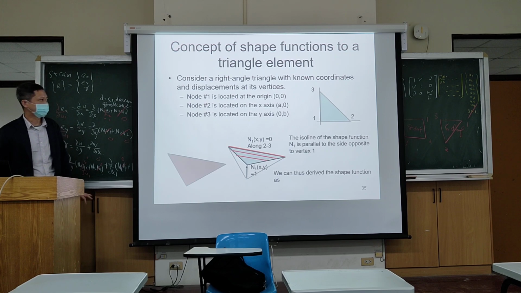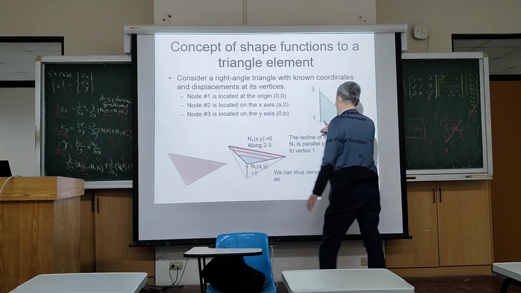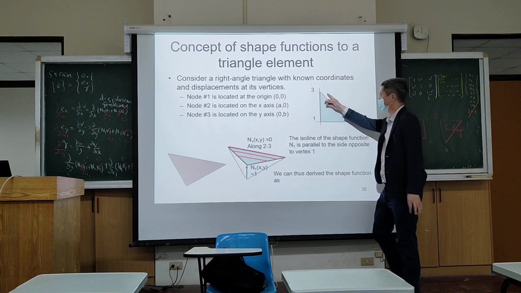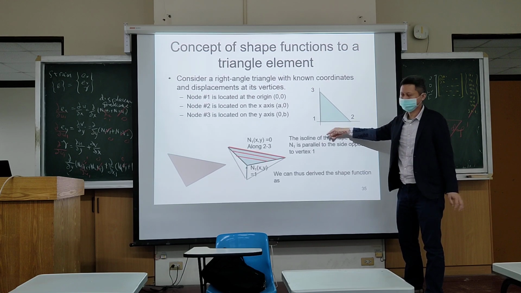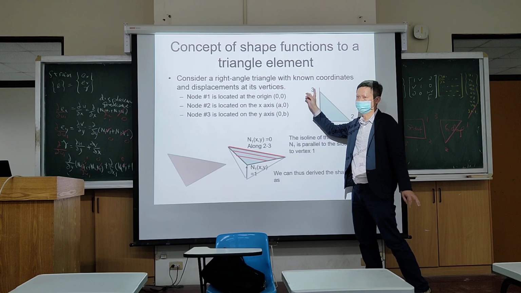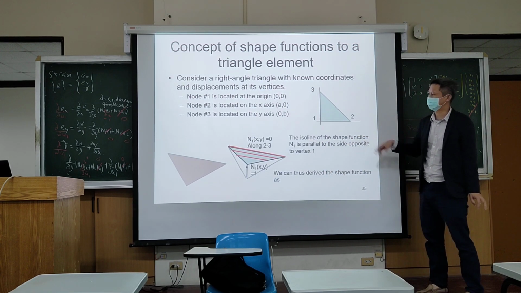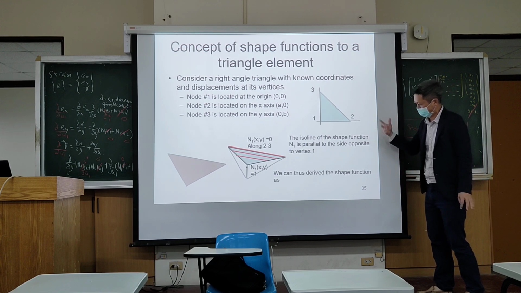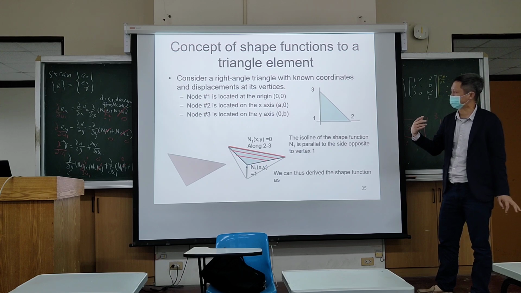Okay? So given a 2D space, you now have the right angle triangle with node 1 at the origin, node 2 on the x-axis, and node 3 on the y-axis. How do you find the shape function, based on our previous conceptual understanding?